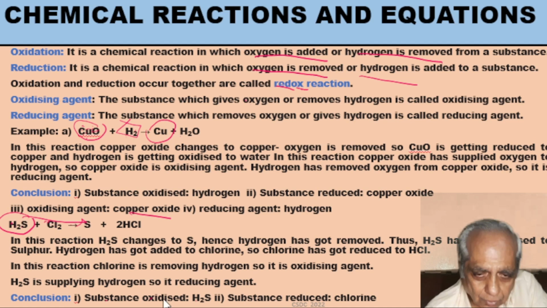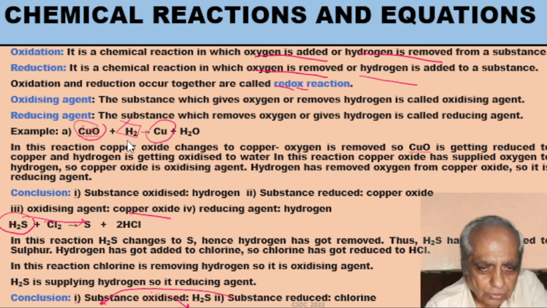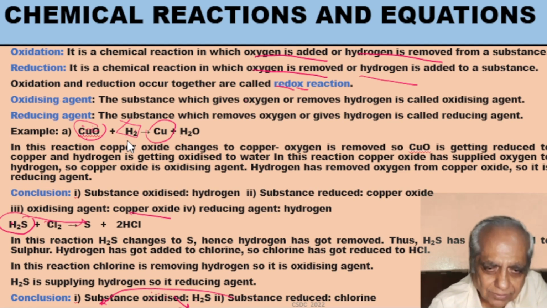Now this has got oxidized, so it is a reducing agent. Chlorine has got reduced, so it is an oxidizing agent. Is it all right? This is a very important point you should learn: an oxidizing agent will itself get reduced, and a reducing agent will get oxidized.